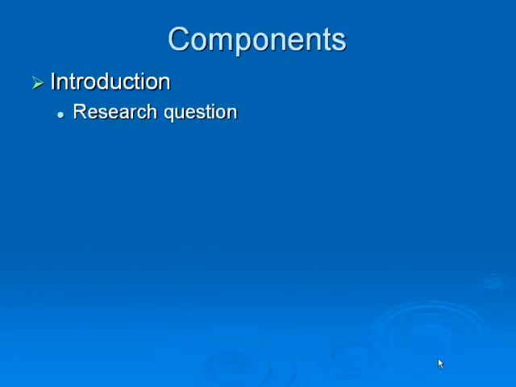Okay, so the components of a research proposal. Similar to a paper, you have an introduction section where you're presenting two main things. One is your research question, and related to that, you're having to justify the importance of your question. So why should anybody care about the answer to some question you're posing?